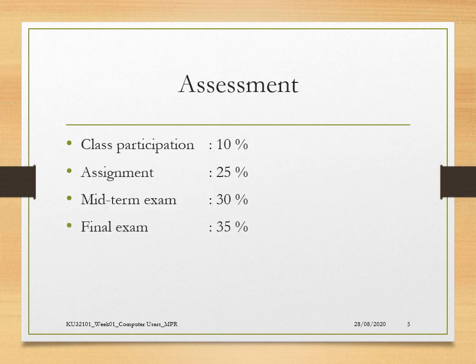Now for the assessment, there are 4 elements that we want to assess from you. The first one is the class participation, the next one is assignment, the next one is the midterm exam, and the last one is final exam. And each of these assessment elements has their own percentage, as you can see over there. Okay, let me explain to you a little bit of what each of these assessments means.